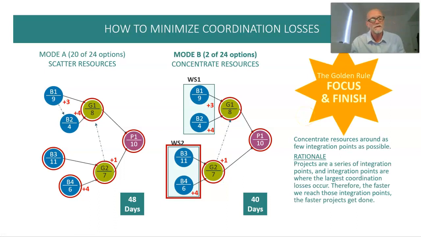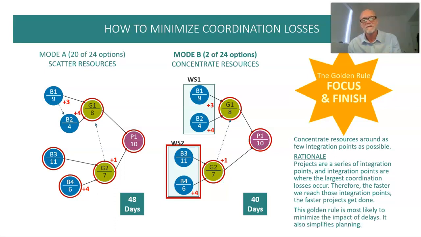So the golden rule here is to concentrate our resources around as few integration points as possible, because projects are a series of these points, right? And this is where the coordination losses occur. So the faster we can reach those points, the better. And really, this golden rule minimizes the impact of these delays, as we saw.